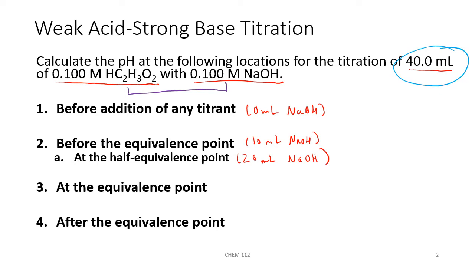At the equivalence point, that will require the same volume of base being added as we had of acid. So that will require 40 milliliters of sodium hydroxide to neutralize all of the acid. And after the equivalence point, where we're going to be adding excess base, we'll use 60 milliliters of sodium hydroxide. These are the exact same volumes that we used in our example of a strong acid being titrated with a strong base. So just trying to keep everything consistent so you have a template that you can follow when you're doing problems.